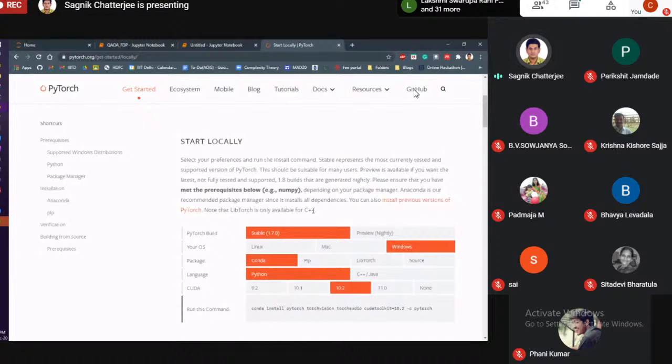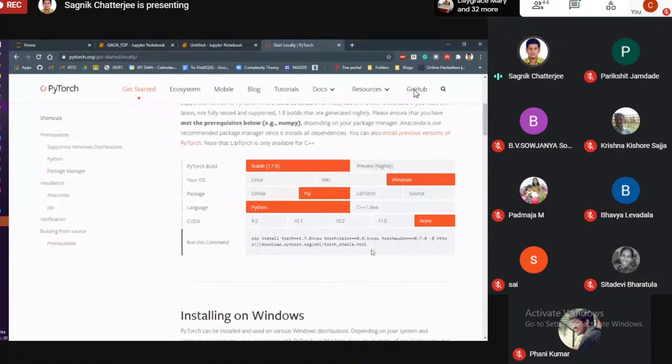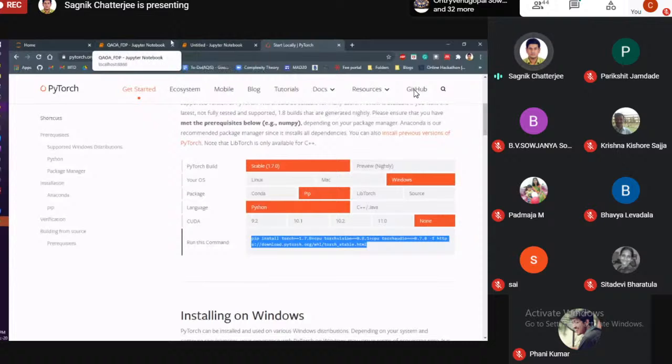Suppose I want the stable build on Windows and I want to install via pip for Python, and I don't have any CUDA, so I click on None. This is my installation command. I take this and run it on the command line and it installs. That's it, as simple as that. So you have set up PyTorch, you have set up Qiskit, and now you are ready to run machine learning algorithms.